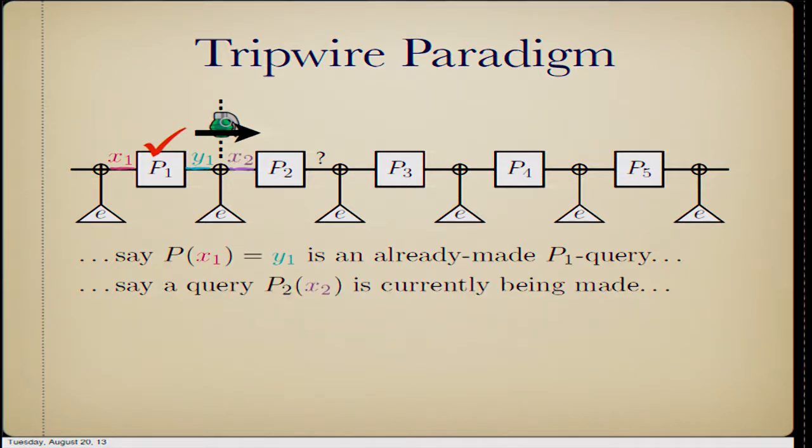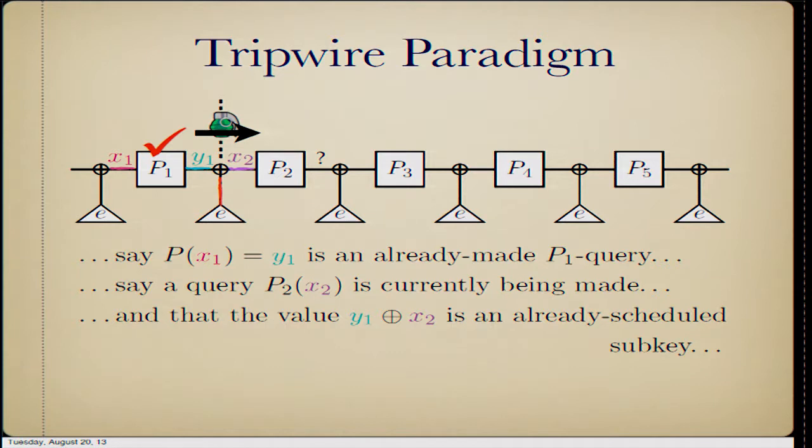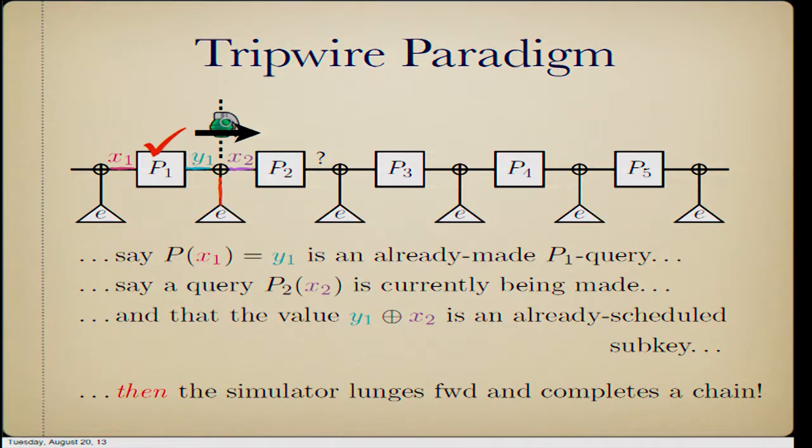We have another query being made right now to P2. This P2 of x2 is being made right now at this instant. And this value x2 plus y1 is an already scheduled subkey. Okay? Then if all these conditions are met, and we've installed this particular tripwire at this particular position, this particular direction, symbolized by this symbol, then the simulator, seeing all this, lunges forwards and completes a chain, meaning it'll preemptively define P3, P4, P5 for this chain and make it match with the block cipher. Okay? This is what it means to have this so-called tripwire here.